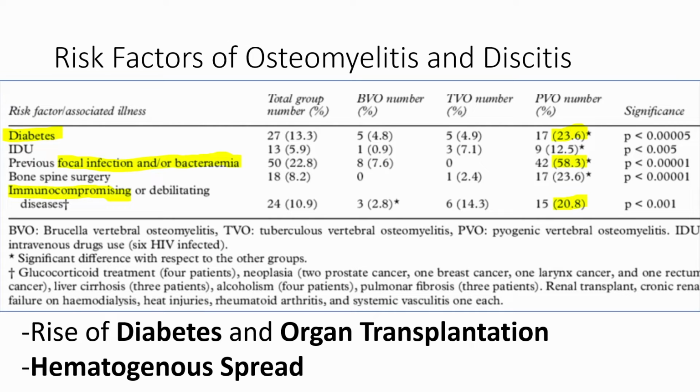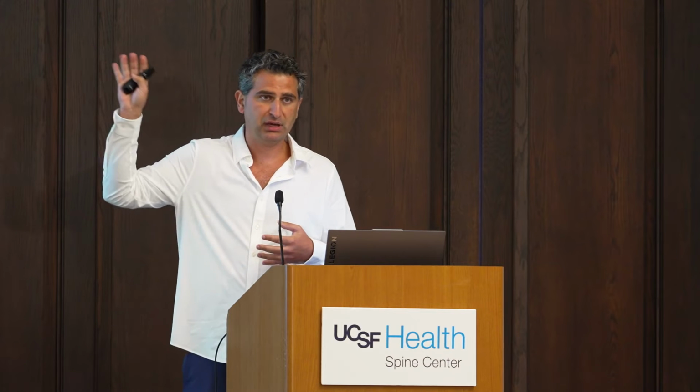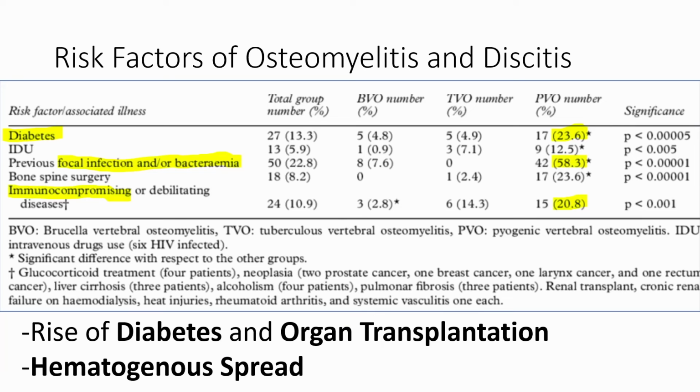This is a good diagram from the paper showing that a large percentage of patients have diabetes, about 13% here, or immunocompromised states, about 10%. And the most common reason is not direct communication of an infection, like you had a spine surgery and then that area got infected. It's usually from a remote location, you have an infection and then you get hematogenous spread that goes to the vertebrae that's infected. So the increased rates are mainly related to diabetes and organ transplantation, and the most common reason for vertebral osteomyelitis is hematogenous spread, not direct communication.